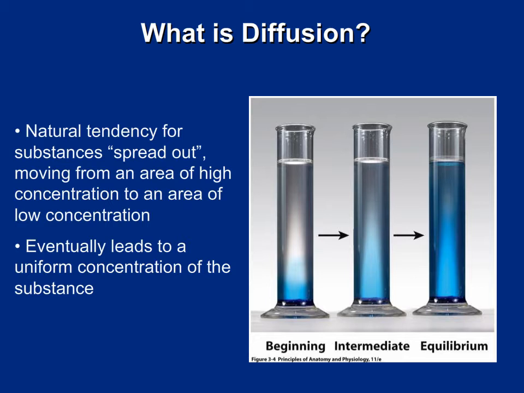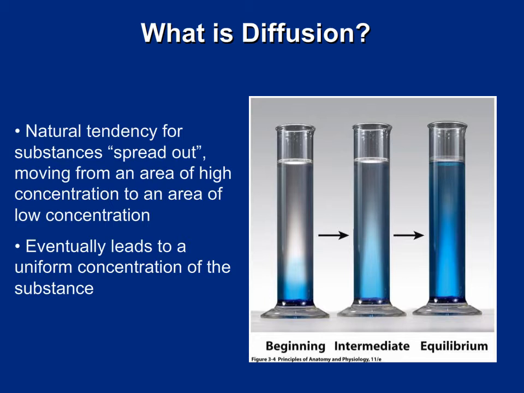Now, the solution could be water, or the solution could even be air. So think about somebody that walks into a classroom and all of a sudden decides that they want to apply some perfume or some cologne. Now, initially the people around that person are going to become aware of that cologne or perfume, but over the next 30 minutes or so, that perfume is going to spread out throughout the classroom until it becomes uniformly distributed. That is, everybody in the room can smell the perfume. So in a nutshell, diffusion is the movement of a substance from an area of high concentration to an area of low concentration, and it doesn't require any external energy input.